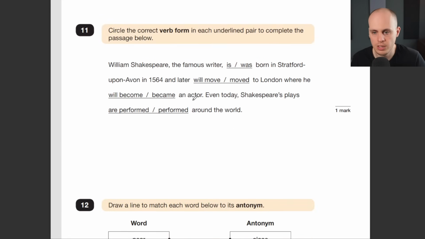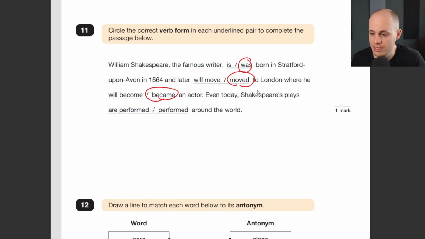Okay, number 11. Circle the correct verb form in each underlined pair to complete the passage below. These ones, guys, honestly, to me, are just common sense. Just try them both and see which one sounds right. William Shakespeare, the famous writer, was born, not is born, that means it's happening right now, was born in Stratford-upon-Avon in 1564 and later moved, not will move, again, that makes it sound like it's going to be in the future, later moved to London where he became, not will become, because it's all in past tense, became an actor.